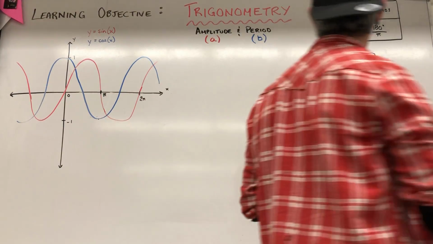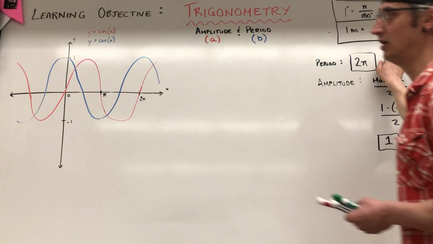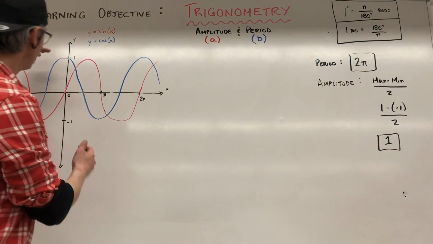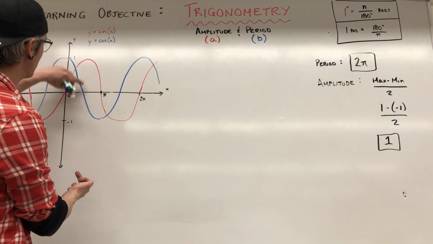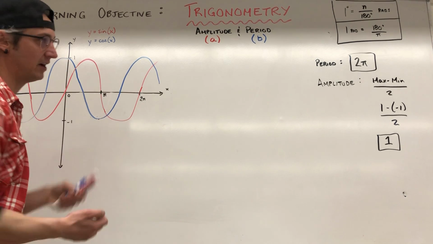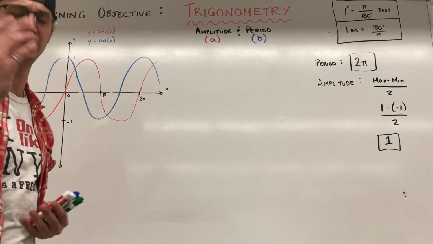Our baseline period for both sine and cos is 2 pi. Cos, basically it's always going to be the opposite of sine. It's going to start at 1, it's going to hit 0 when sine is 1, and I've got some graphics on my website that kind of show what that looks like.